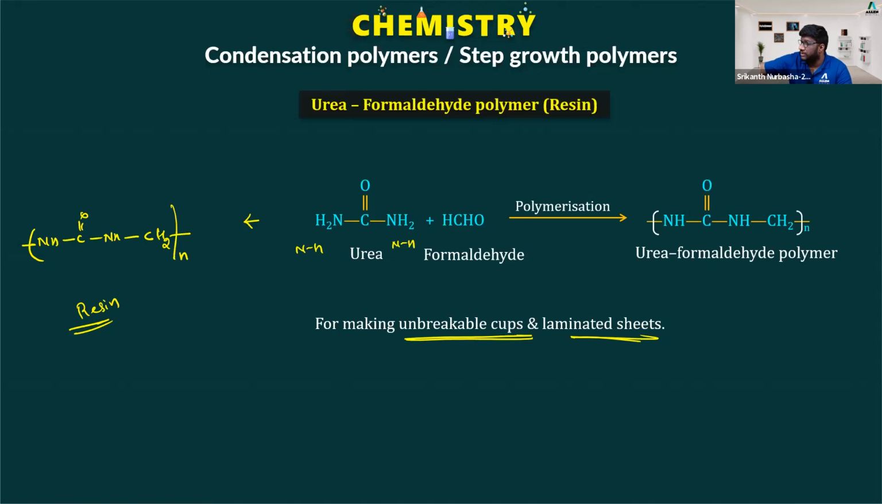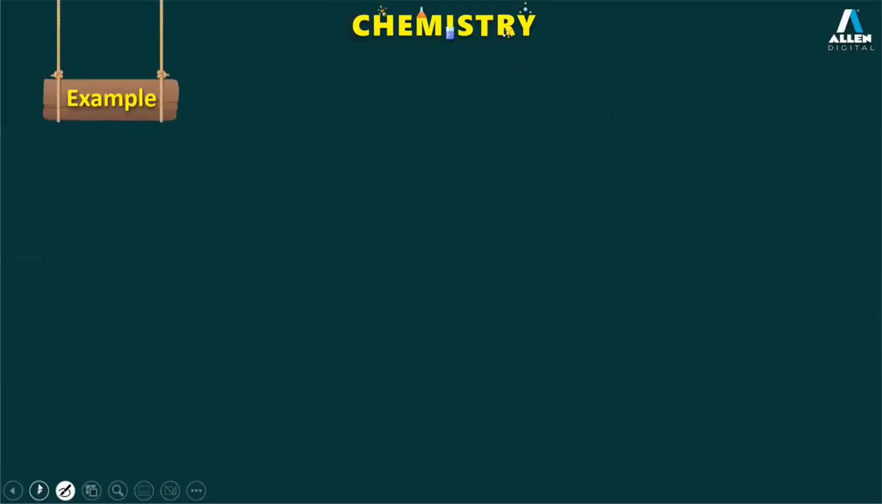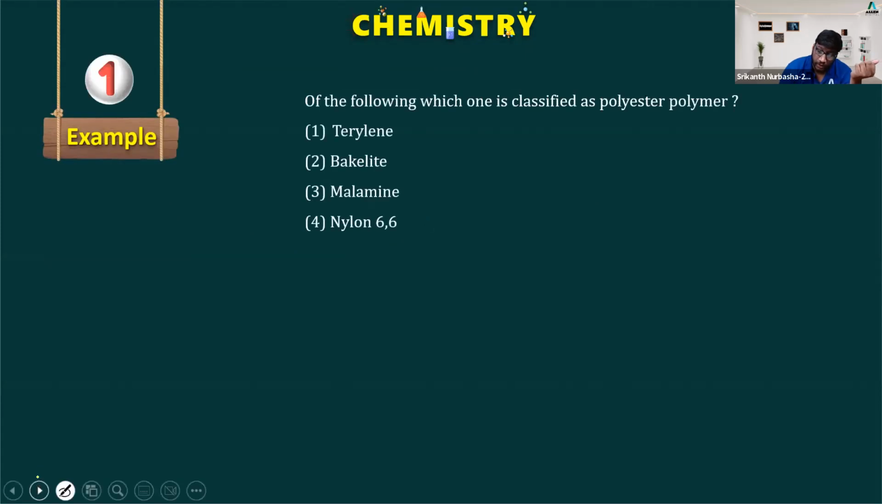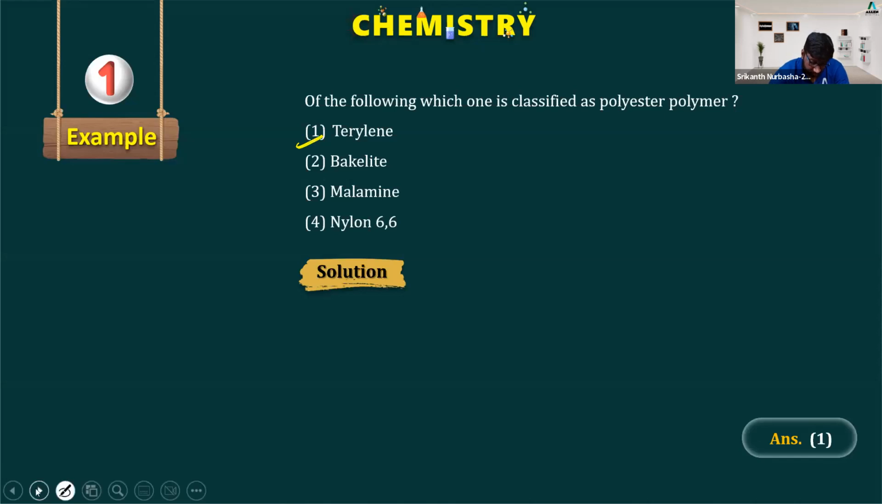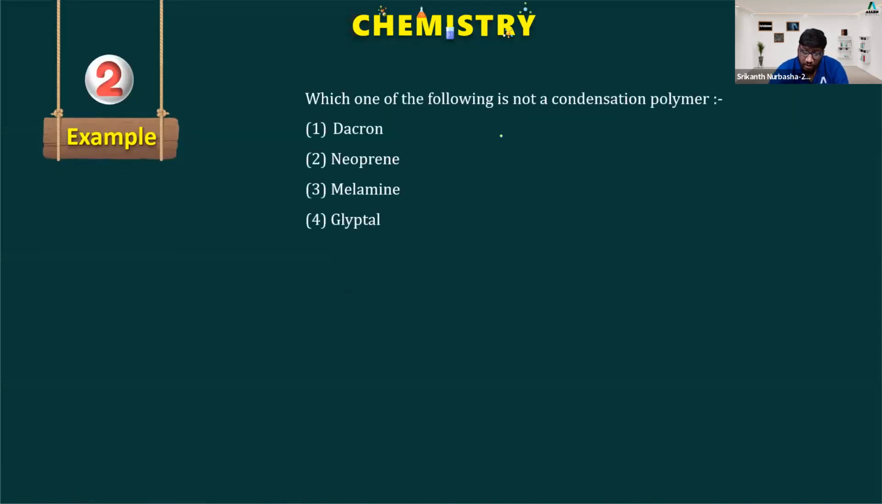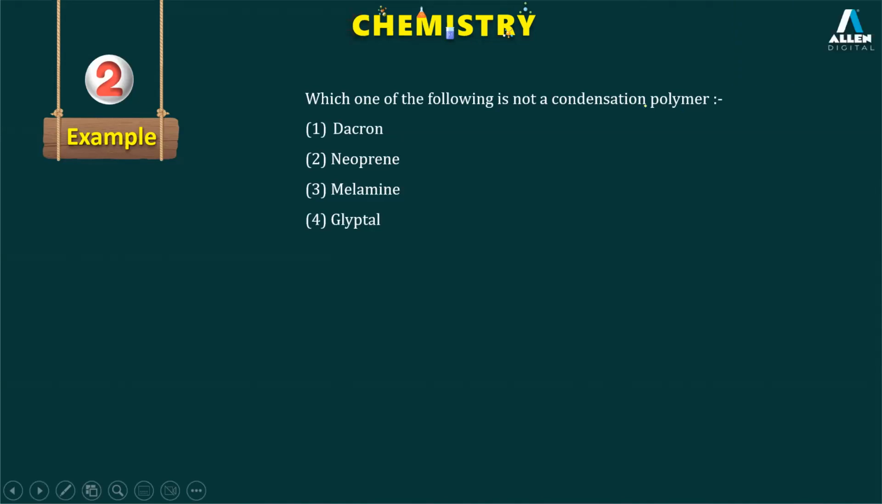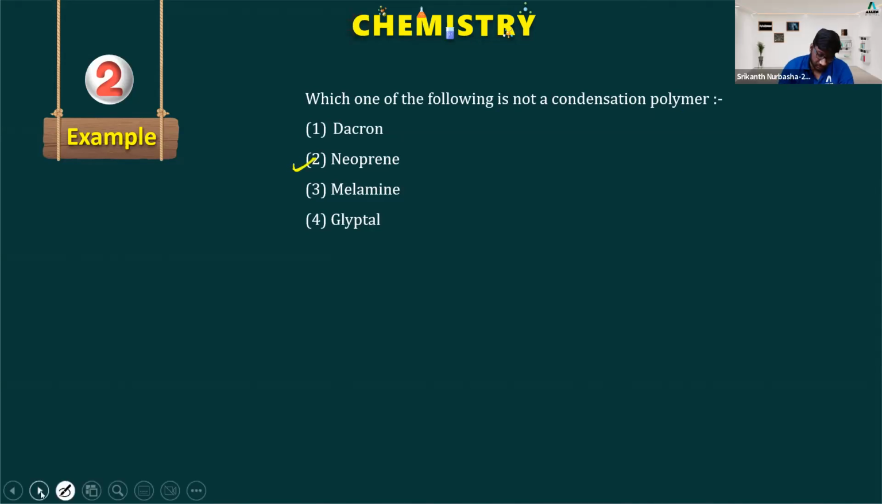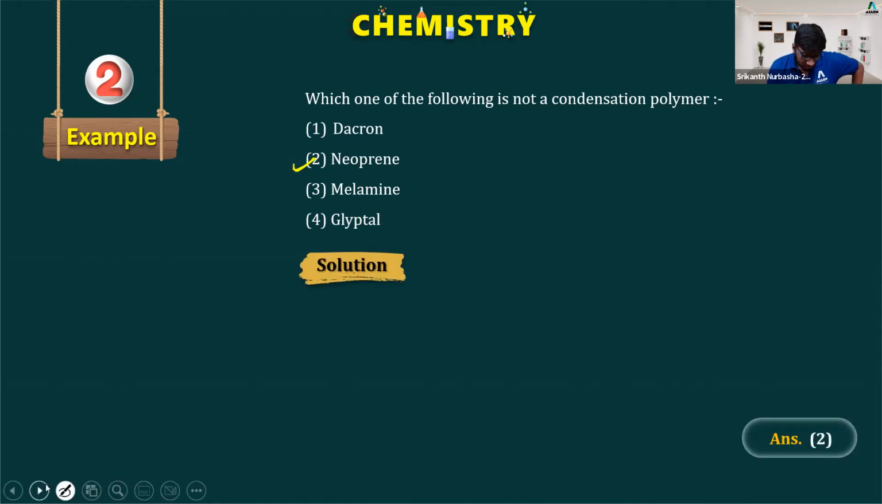Is everything clear so far, students? Yes, right. Very good. Try to solve these examples. Of the following, which one is classified as a polyester polymer? Terylene. Terylene is obtained from ethylene glycol and terephthalic acid. Which of the following is not a condensation polymer? Neoprene. Neoprene is a rubber, right? Synthetic rubber, it's not a condensation polymer.